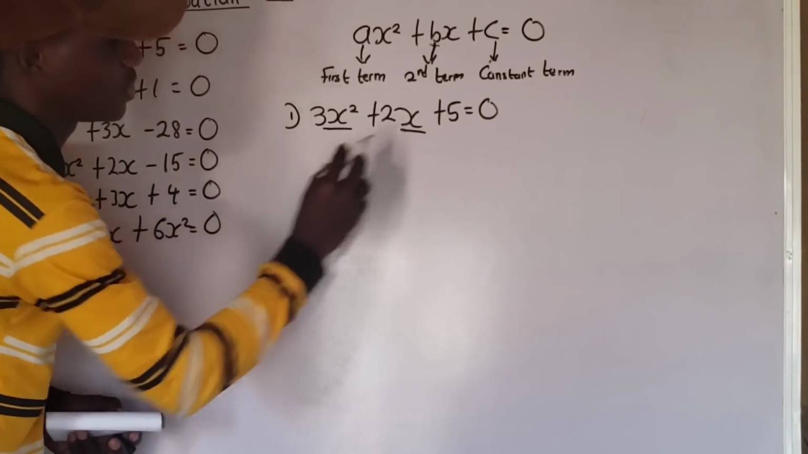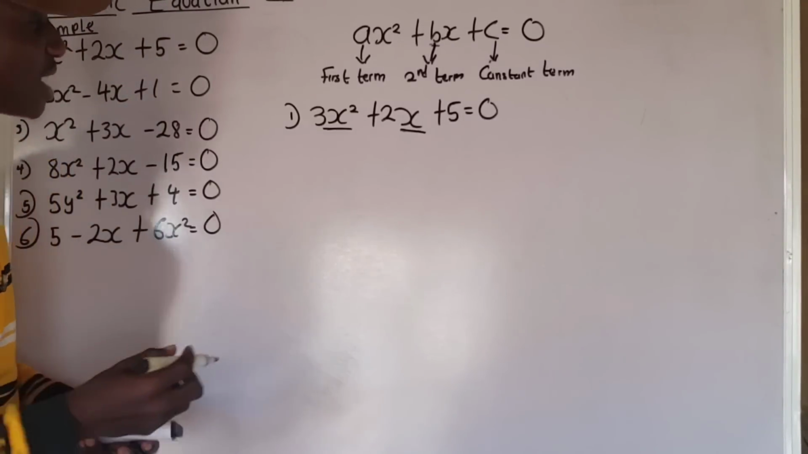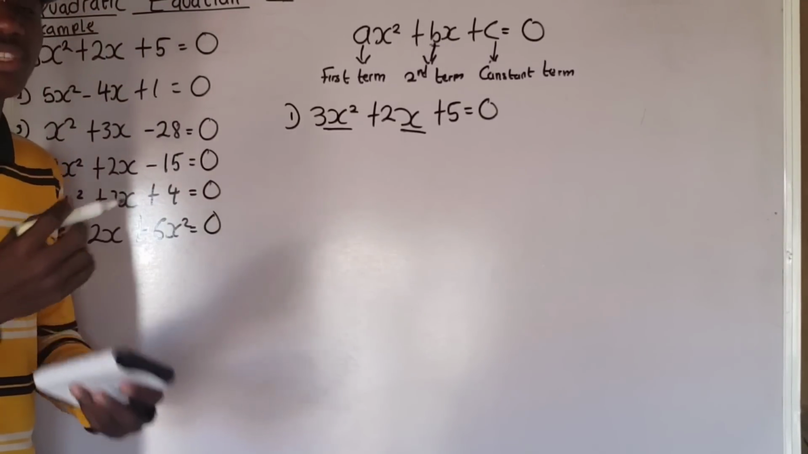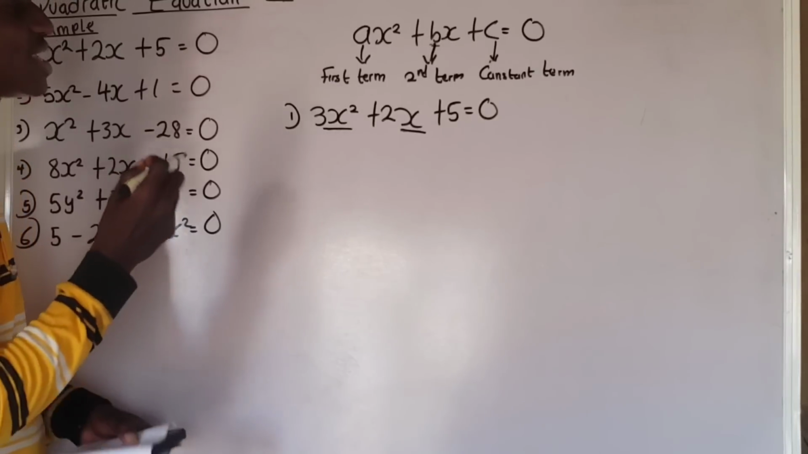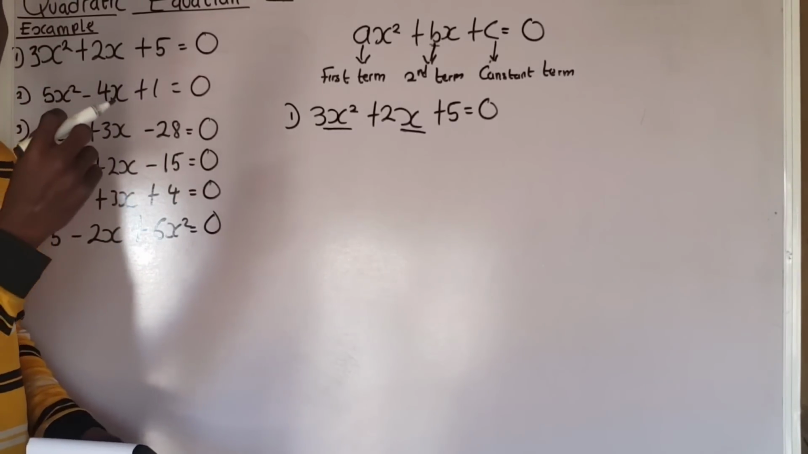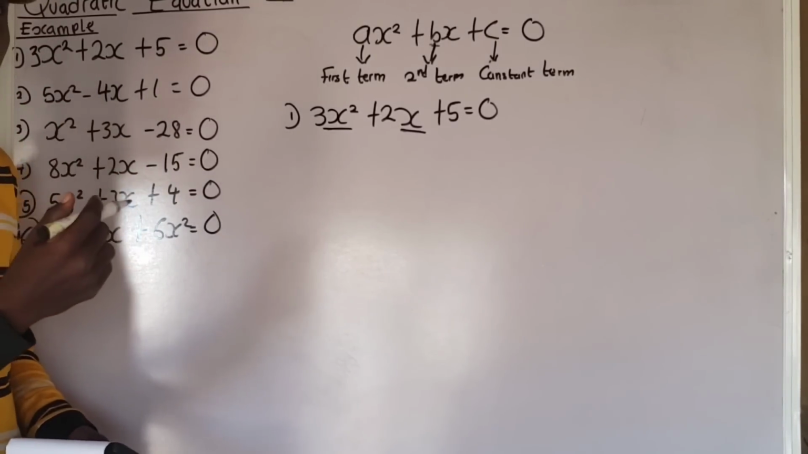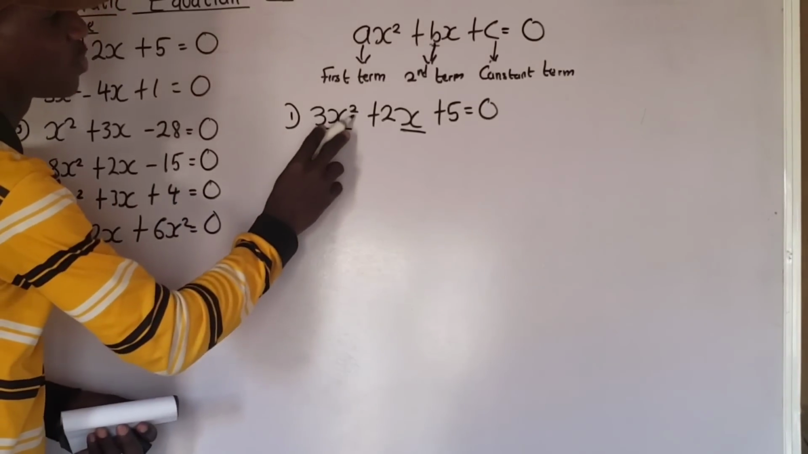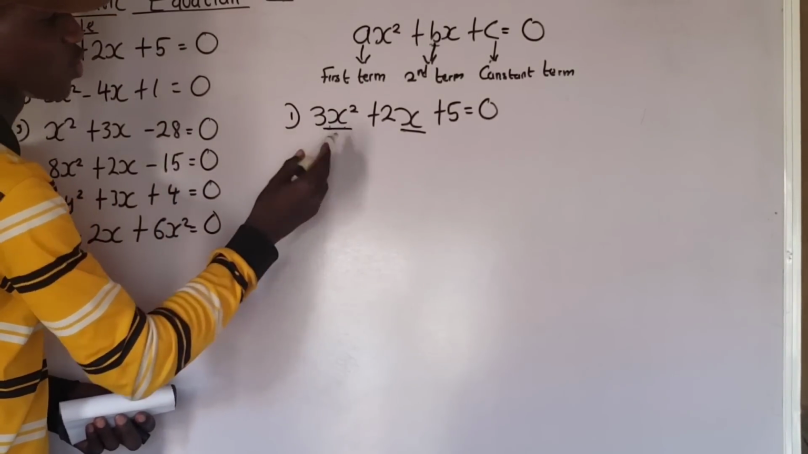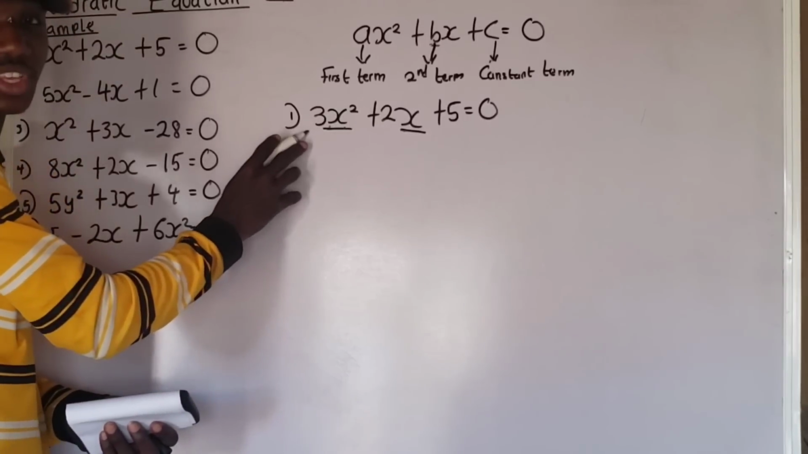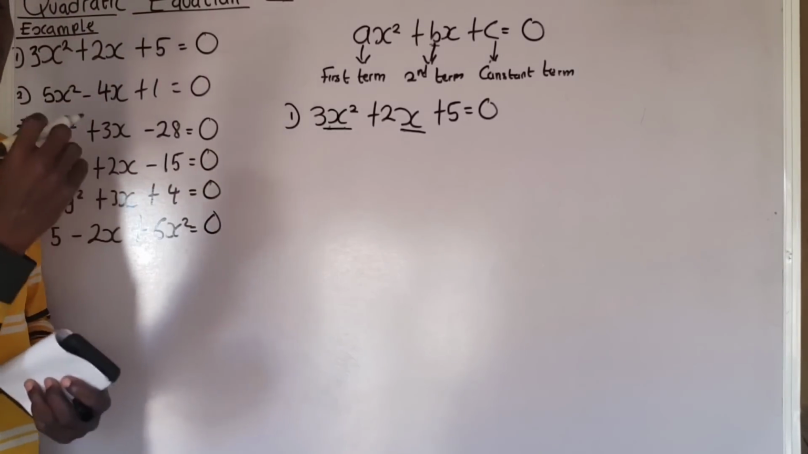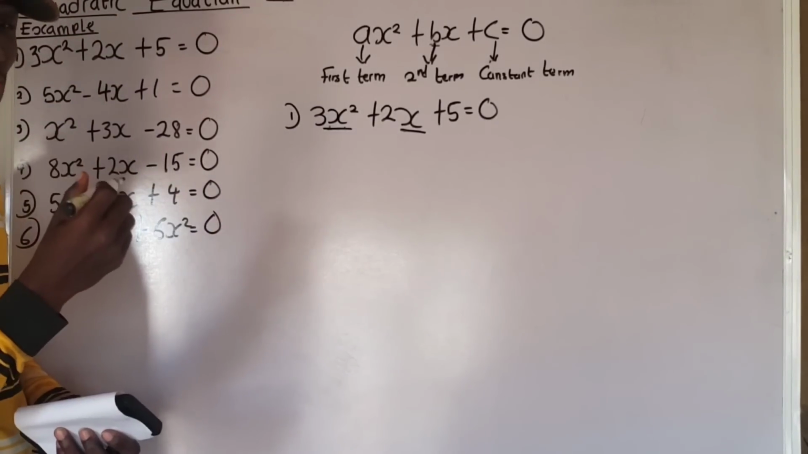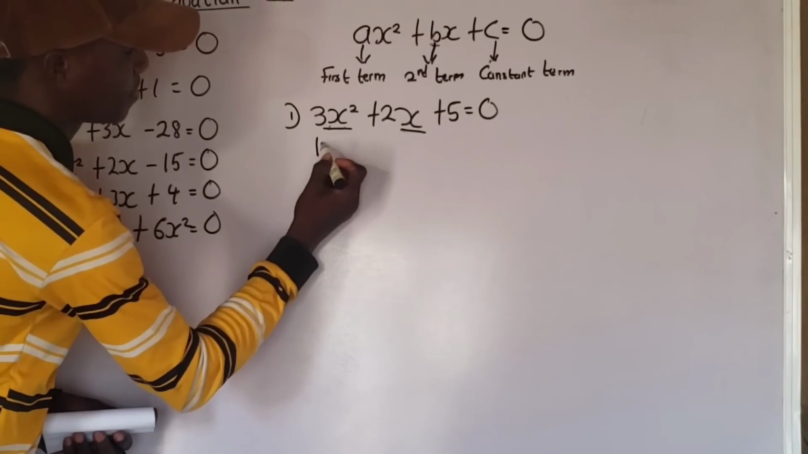You can see, we don't know the value of x. Are you paying attention? I've told you that the first term in a quadratic equation is the coefficient that belongs to the highest power of the unknown. The highest power of the unknown is 2. The unknown is x. So the coefficient of x squared is 3. Therefore, 3 is the first term in this quadratic equation. Do you understand?